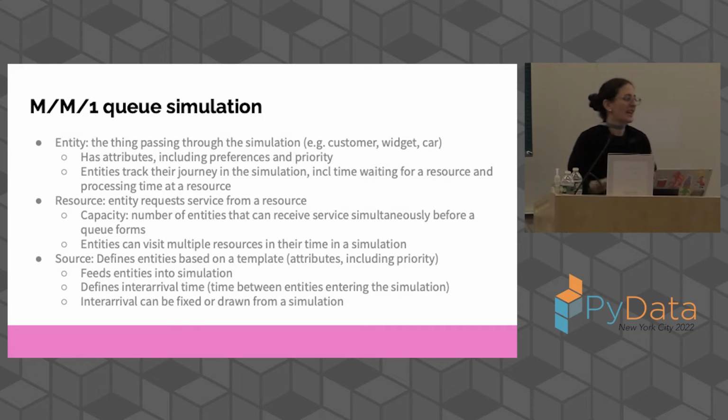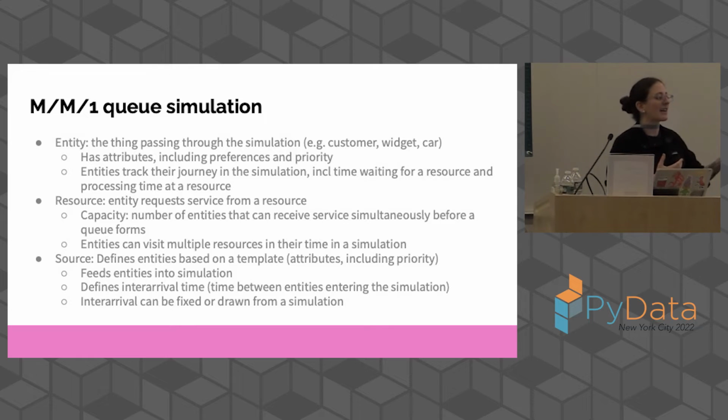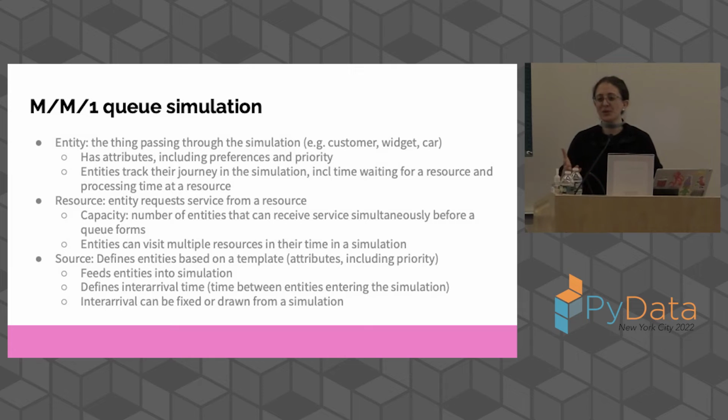The resource. The entity is going to request service from a resource. Within the resource, we have a capacity. The capacity is the number of entities that can receive service simultaneously before I start having a queue. In our example, we're just going to have a capacity of 1, but once you take this example and you play with it and extend it, you can see what happens when you change that capacity.